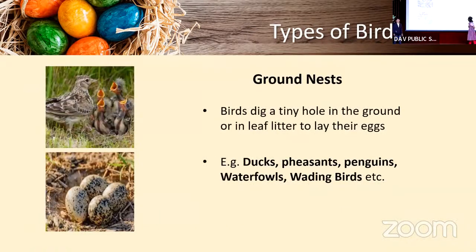Now let us discuss the types of birds' nests. Our first type of bird's nest is the ground nest. Birds dig a tiny hole in the ground or in leaf litter to lay their eggs. For example, ducks, pheasants, penguins, waterfowl, wading birds, etc. build these types of nests. As you can see, an example has been given here.